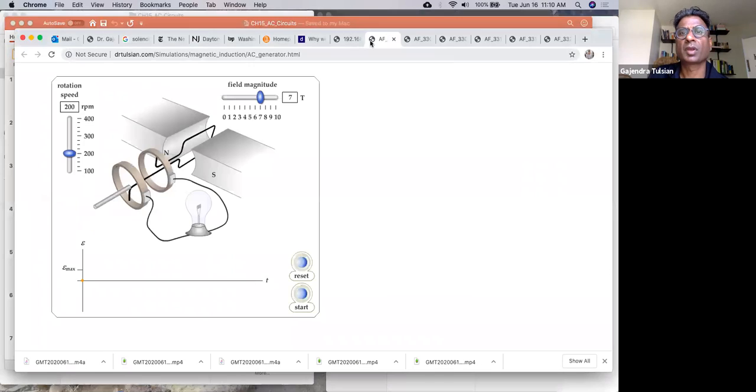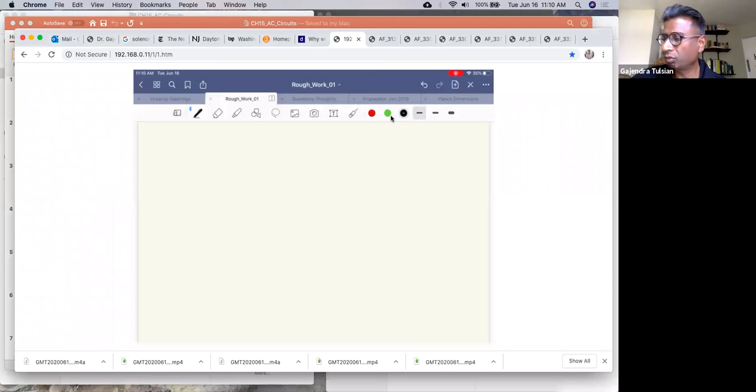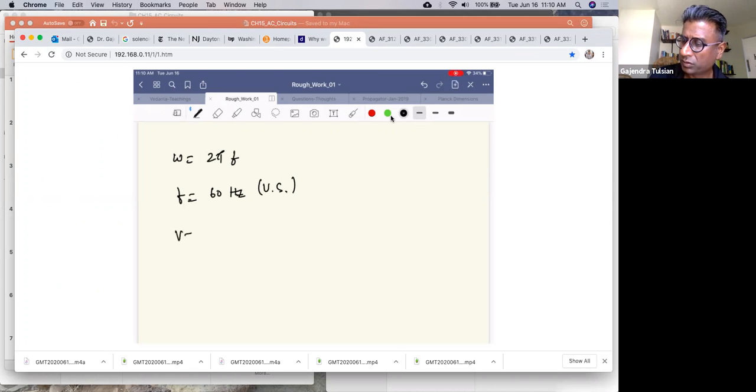So let's go to the whiteboard. Omega, the angular frequency, is 2 pi times f. And f is the linear frequency. In the US, it's 60 hertz. Okay. And in Europe, it's 50 hertz. So your voltage source is V0 sine omega t.